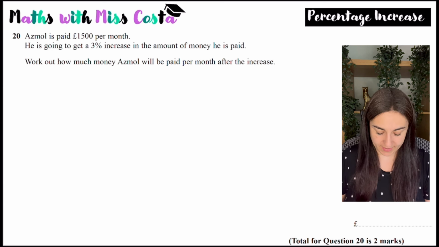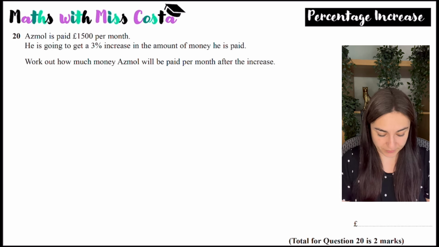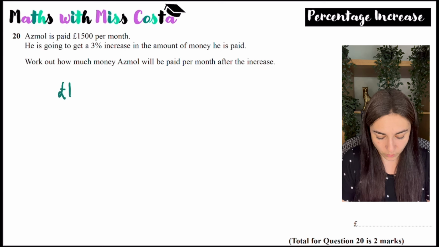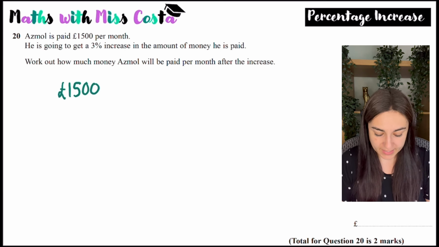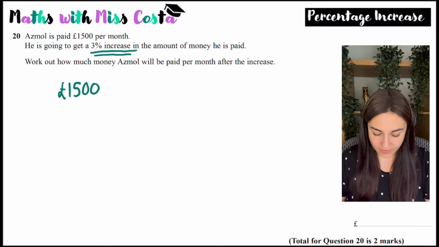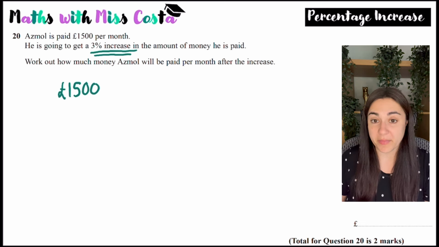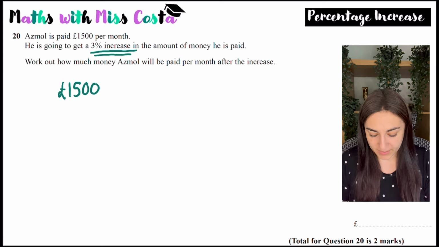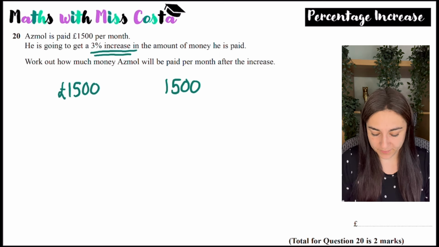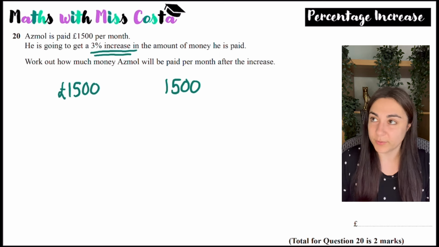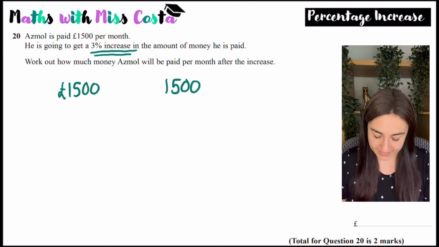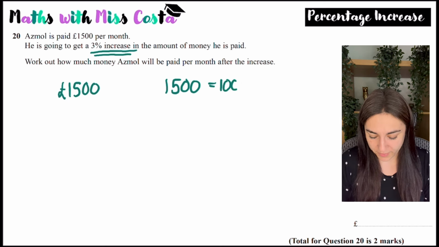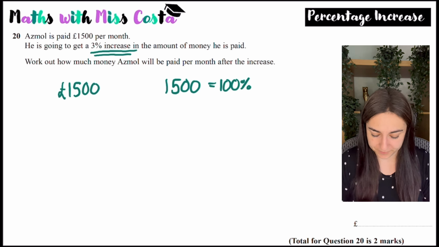Next, we've got a question with percentages. Asmol is paid £1,500 a month. He's going to get a 3% increase in the amount of money he is paid. Work out how much money he will be paid per month after the increase. So what I need to do is work out what 3% of 1,500 is and add it on. With percentages on the non-calculator, it's always helpful to start by working out what 10% is. So 1,500 is equal to 100%.